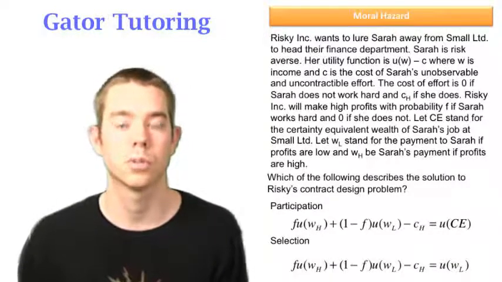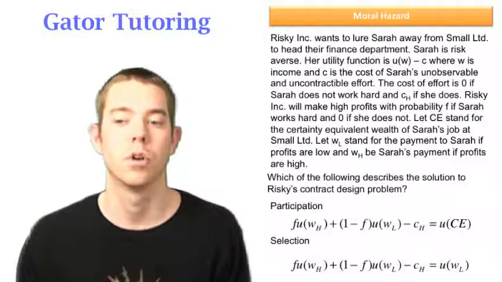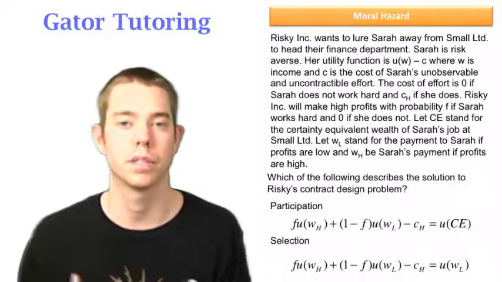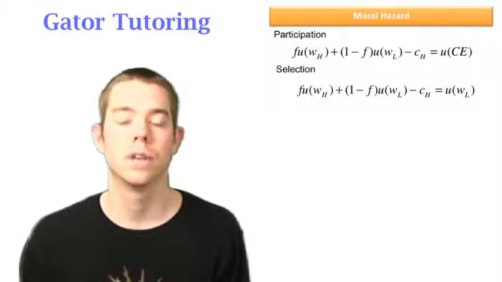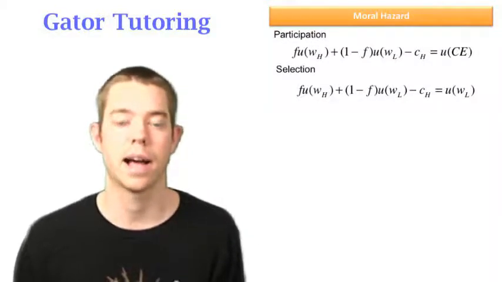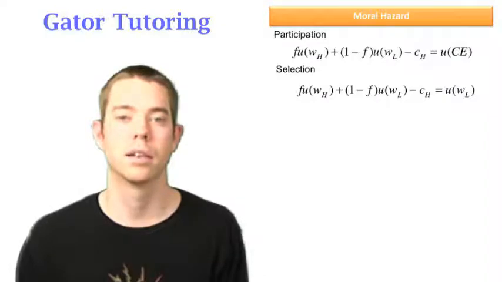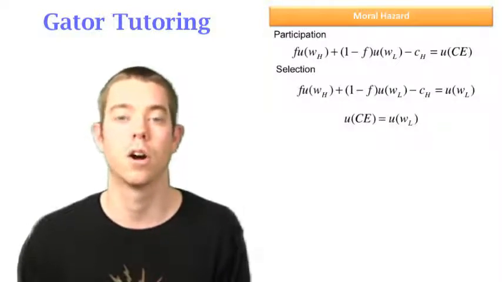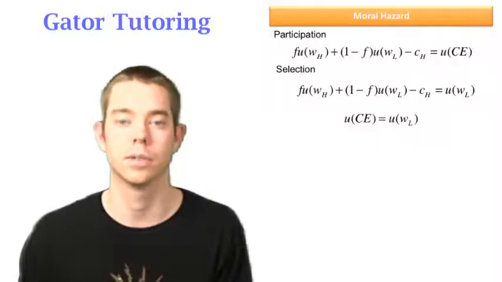The selection constraint, well, it looks the same on the left side. And on the right side, since we already said we're going to assume that G is equal to 0 and the cost of low effort is 0, we know with 100% certainty we're going to make our low wage, so we're going to have the utility of our low wage when we shirk at our job. And working hard at our job is going to be the same thing. So if you think back to other problems where we had actual numbers, this kind of looks familiar. And we see that we can conclude that U of CE is going to be equal to the U of WL. Or further, we can conclude that our low wage is going to be equal to our certainty equivalent.